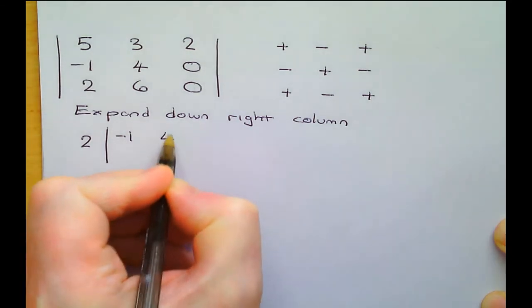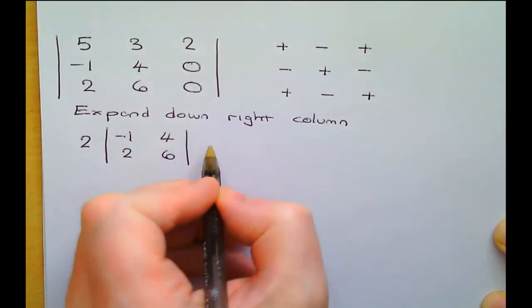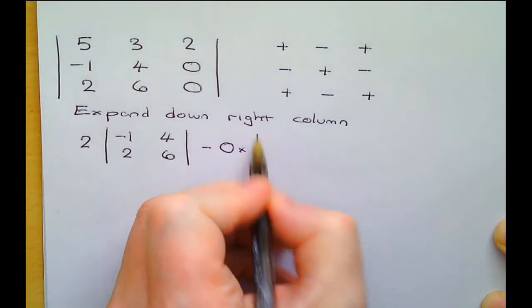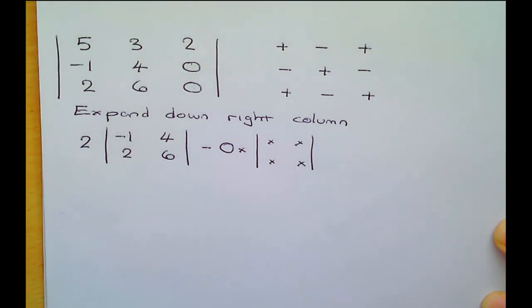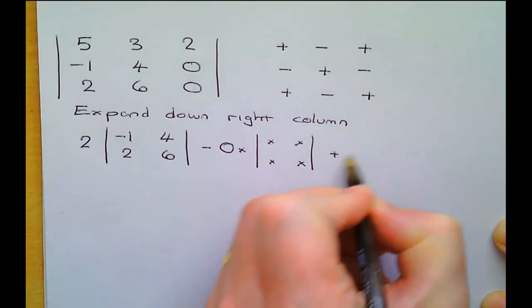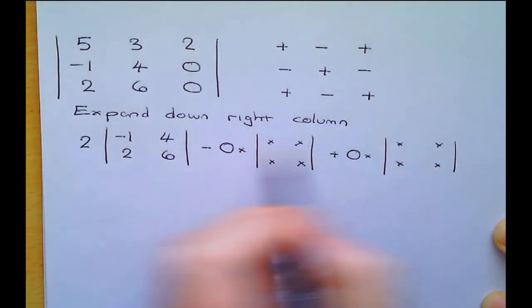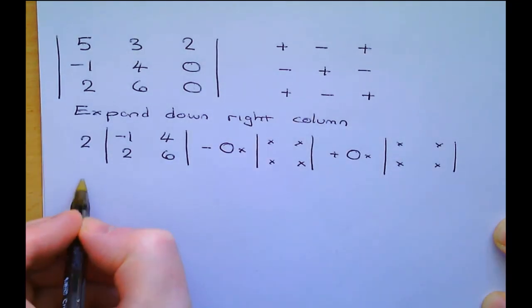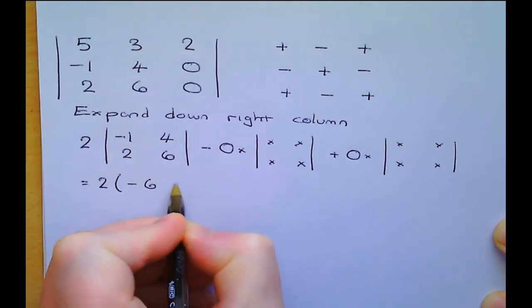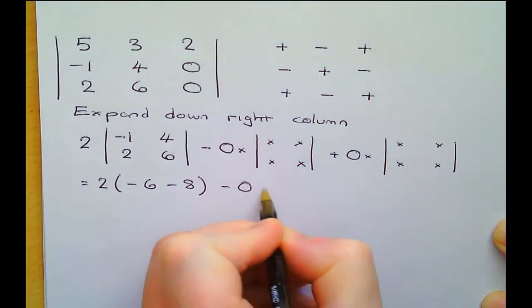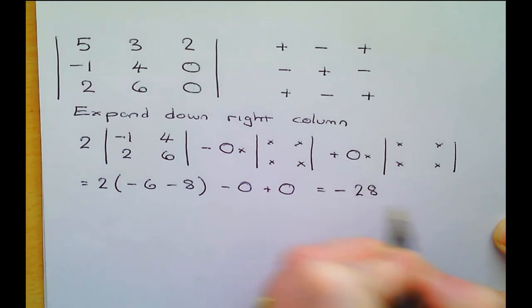That is minus 1, 4, 2, 6. Minus 0 times another determinant. It doesn't really matter what's in this determinant because it's going to be multiplied by 0. Similarly, plus 0 times another 2 by 2 determinant. The point is, both of those terms are 0. So we have 2 times minus 6 minus 8 minus 0 plus 0. So 2 times minus 14, it comes to minus 28.